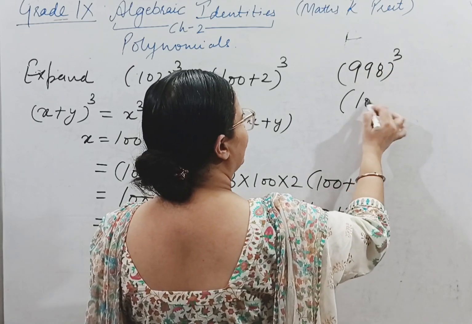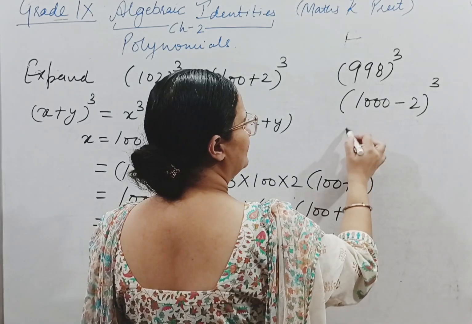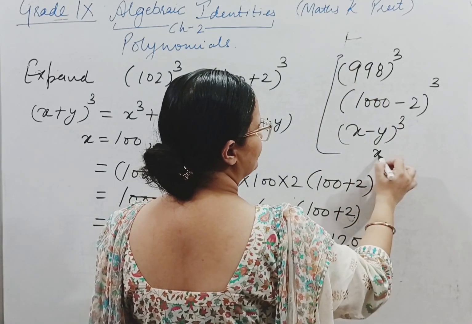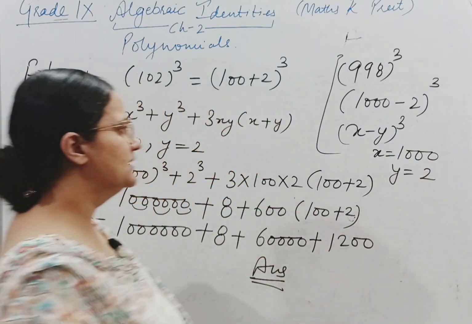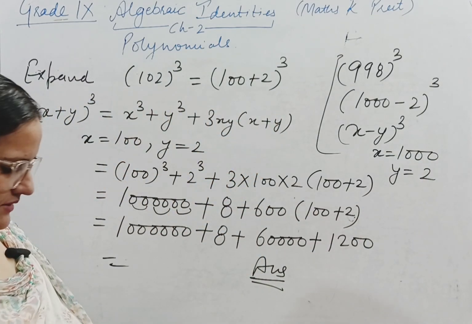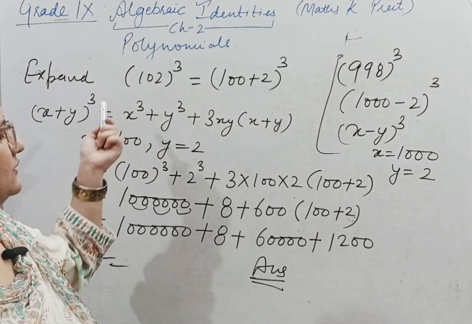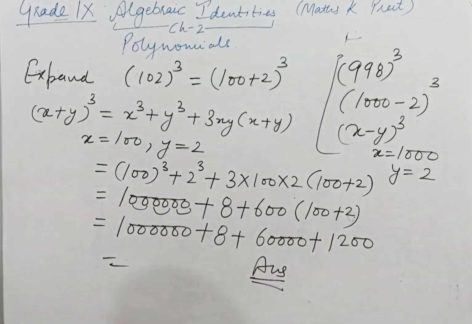I can write this as 1000 minus 2 whole cube. So we know the identity for minus, x minus y cube. I have just told you, just by putting the values, x is here 1000 and y is here 2. Just by putting the values in this way, you can get your answer. So such questions in which we have to expand without actually cubing the values or without multiplication, we will make use of identities. Let's see one more question.